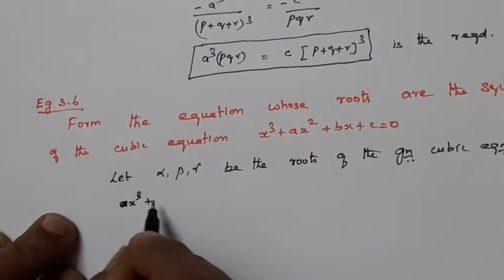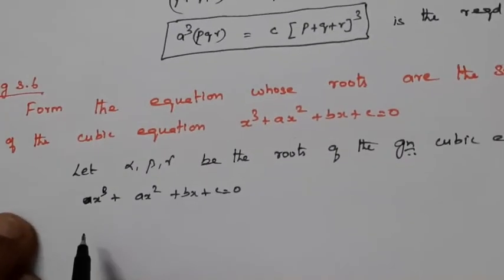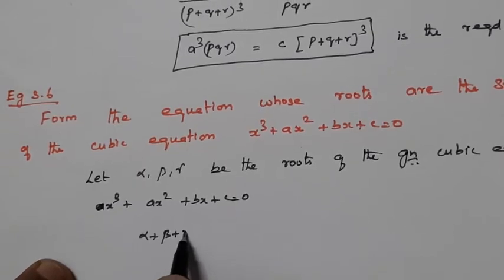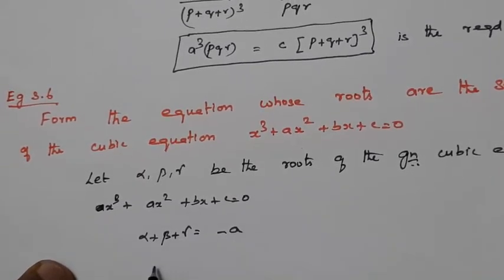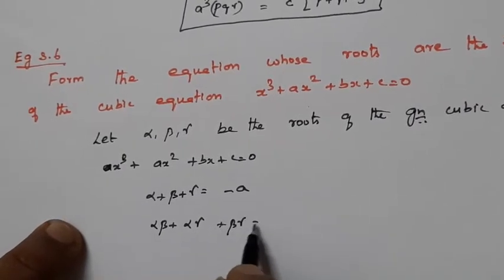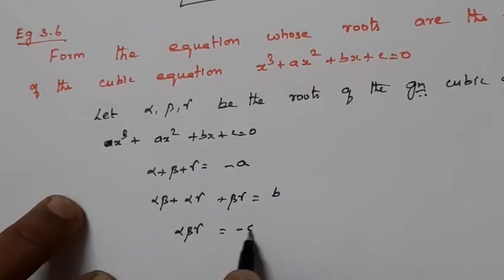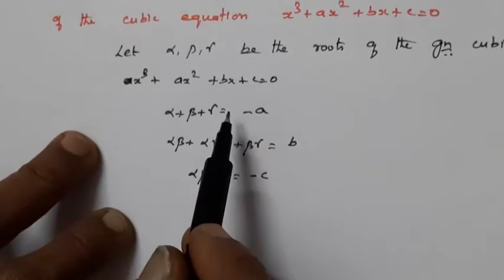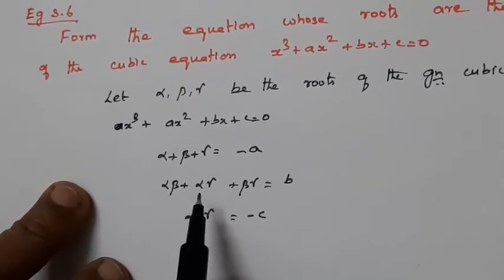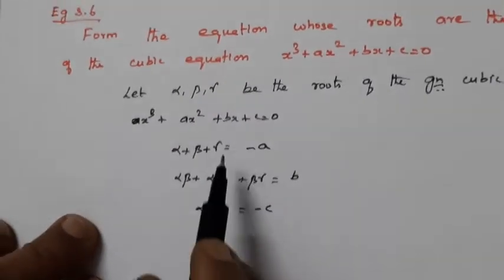x cube plus ax squared plus bx plus c is equal to 0. So therefore we have alpha plus beta plus gamma is equal to minus a. Then alpha beta plus alpha gamma plus beta gamma is equal to plus b, and alpha beta gamma is equal to minus c. Okay. So after taking the roots, immediately you have to write down the sum of the roots, the sum of the product of the roots taken 2 at a time, and the product of the roots from the given equation, their value.